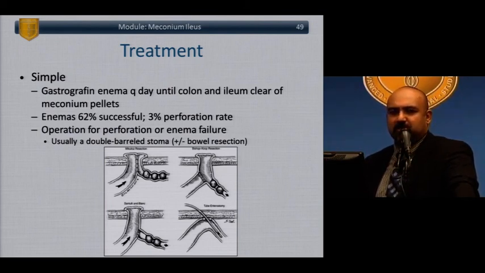There are multiple operations described in the literature. Typically at this point, what we end up doing is a double-barreled ostomy, so we can do the washout. Sometimes if we can wash everything out and clear out the meconium, we'll close the ostomy at the same time and just put everything back in. Other times, if we think we're going to require more clean-outs, we'll leave the stoma in until we are satisfied that the patient's doing better.